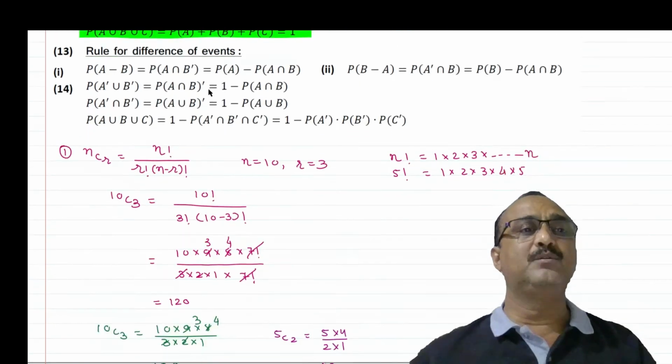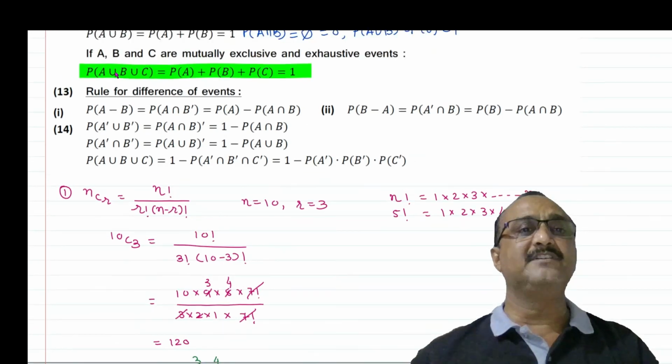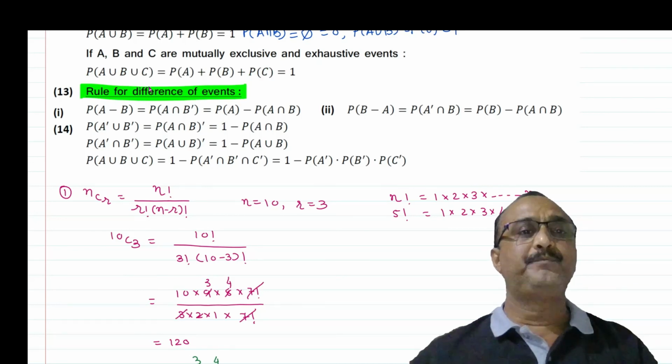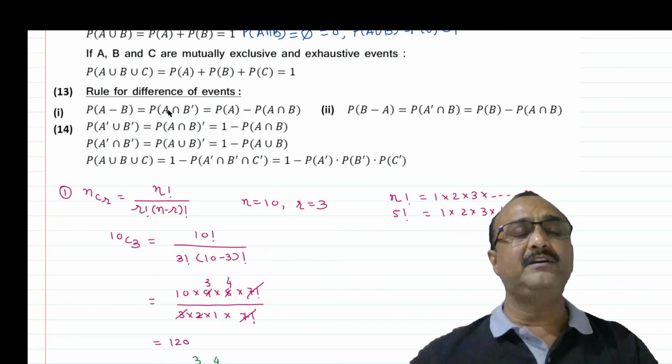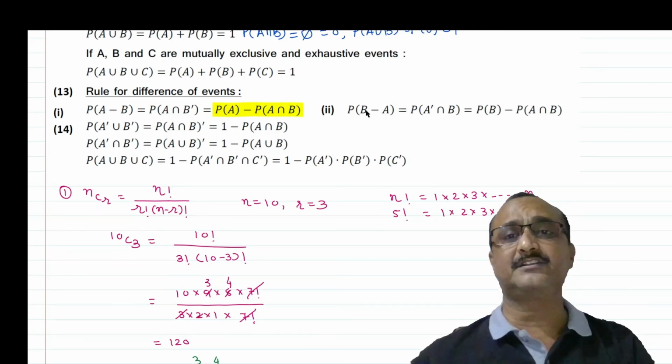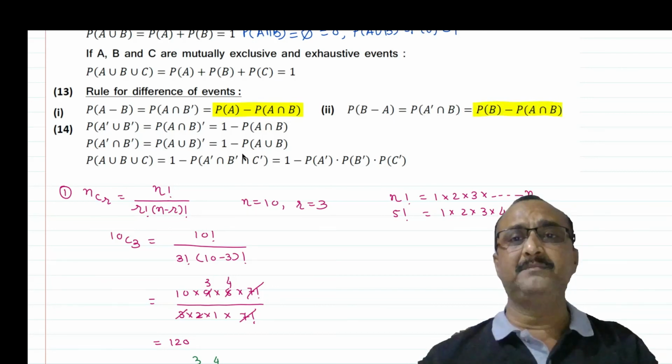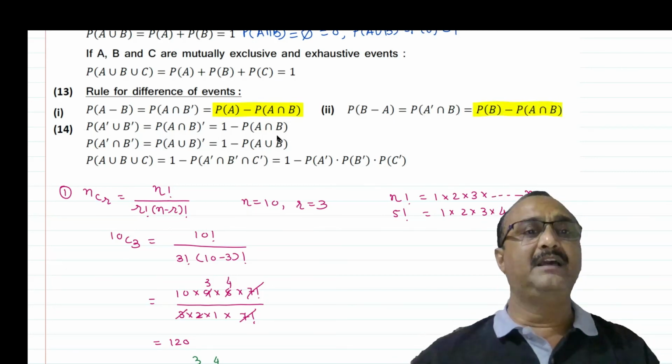Okay, now rule number 13, the rule of difference events. P of A minus B equals P of A intersection B prime. That means only event A happens, B does not happen, and it is represented by P of A minus P of A intersection B. And similarly, P of B minus A equals P of B minus P of A intersection B. And these are some shortcuts.